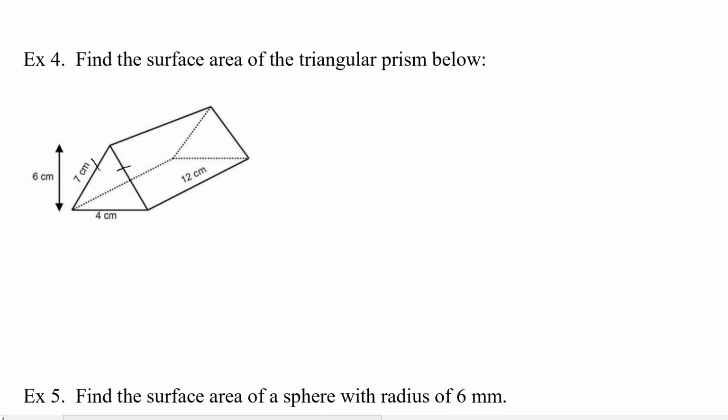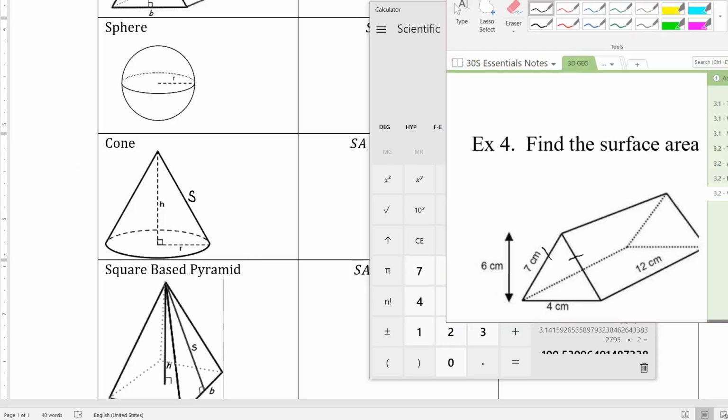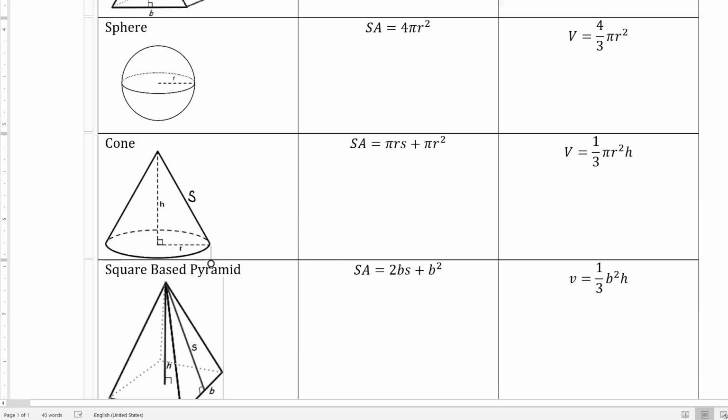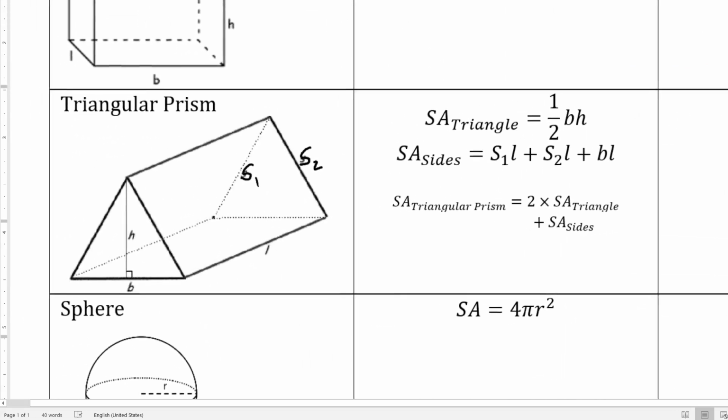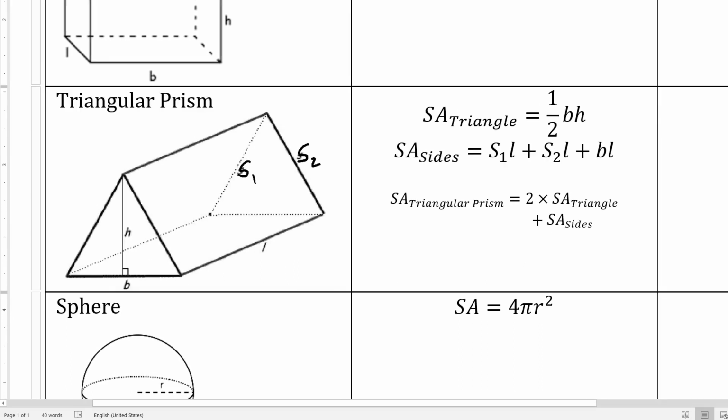Alright, so this is the spicy meatball. This is the triangular prism. I want to take a little bit of time to look at the formula because there are a few sections of it. So if I look at this right here, the triangular prism, I'm just going to take a moment here. The area of a triangle is 1/2 base times height. So that's this part right here. And remember, we have two triangles.